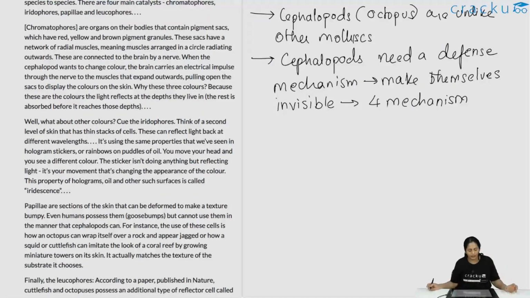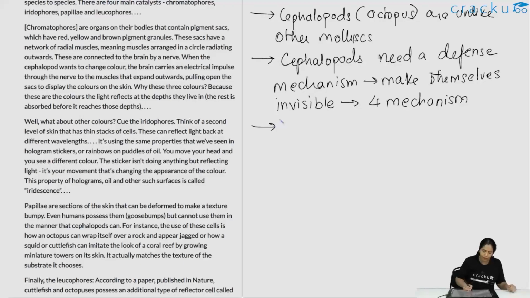Chromatophores are organs on their bodies that contain pigment sacs which have red, yellow and brown pigment granules. These sacs have a network of radial muscles, meaning muscles arranged in a circle radiating outwards. These are connected to the brain by a nerve. When the cephalopod wants to change color, the brain carries an electrical impulse through the nerve to the muscles that expand outwards, pulling open the sacs to display the colors on the skin. Why these three colors? Because these are the colors the light reflects at the depths that they live in. The rest is absorbed before it reaches those depths.